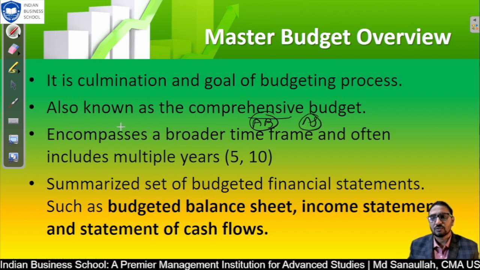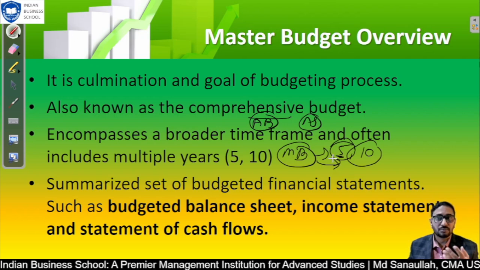Now the third point is the time frame, which often includes multiple years, 5 years to 10 years. So they are trying to say a master budget can be created for 5 years or maybe 10 years. But 5 years is the most effective way to create a master budget. Creating a 5 to 10 year budget is not much more complicated. If you have prepared your financial model for 5 years, then 10 years is not very difficult. You can easily create a 10 year budget too.